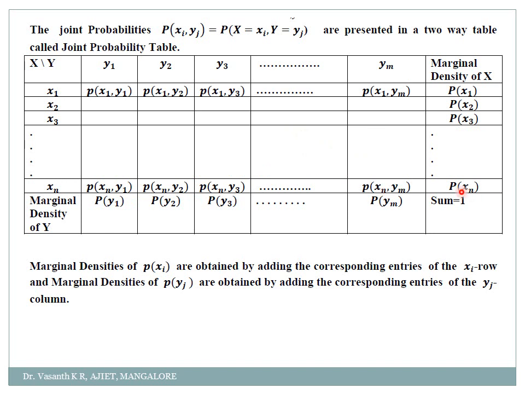The last row will be the probability of xn. So if you add all these values, I should get my total probability as how much? 1. This is related to x.